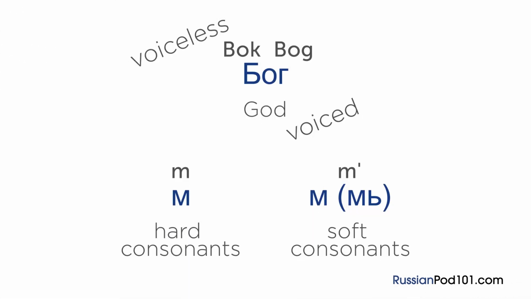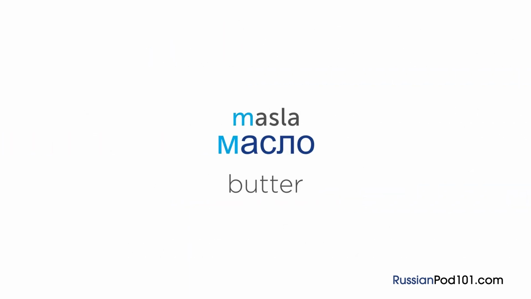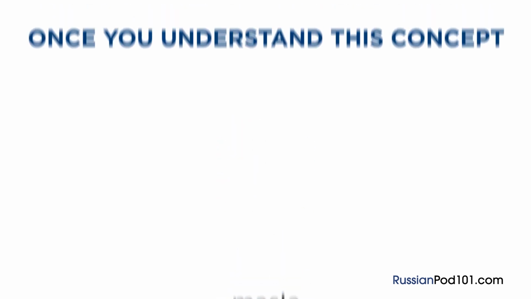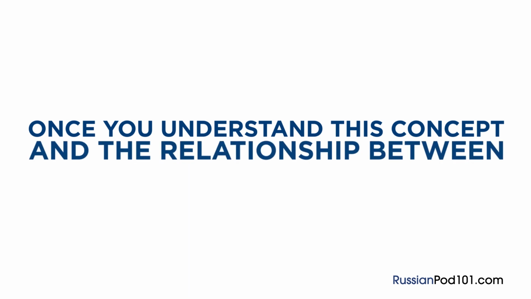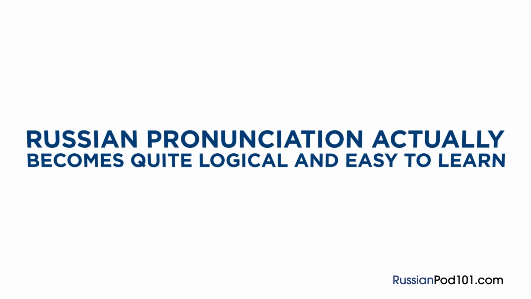The key to perfecting Russian pronunciation is to master hard and soft pairs and voiced pairs. Unlike many other languages, Russian pronunciation is heavily affected by sounds that are adjacent to each other, often adopting the sound qualities of the letters that surround them. Once you understand the concept and the relationship between hard and soft pairs and voiced pairs, Russian pronunciation actually becomes quite logical and easy to learn.